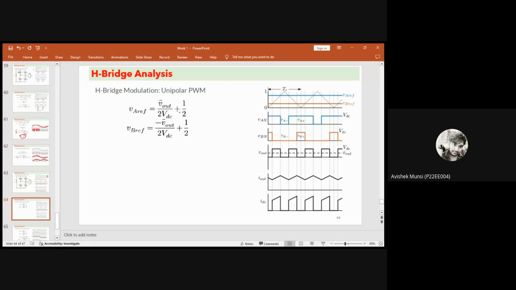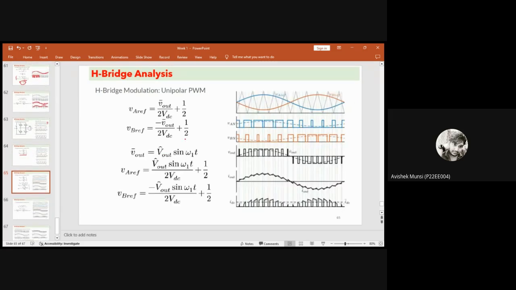The reference one is Vout by 2 VDC, half plus half, and the other is also the inverse of that. Now here, you see that we are giving two sinusoidal pulses over here. So when this one is greater than the reference, then we are getting this pulse.